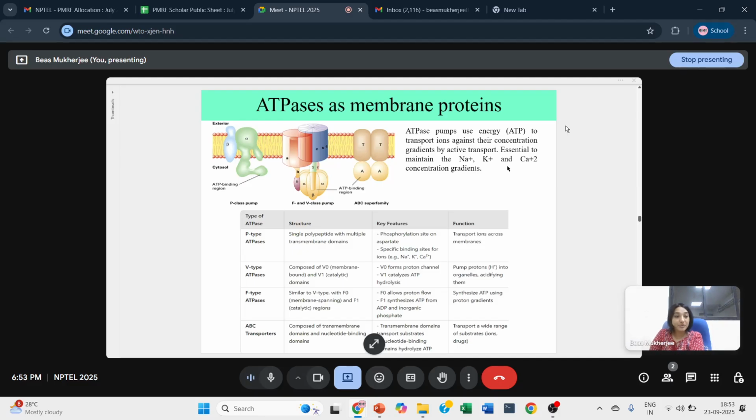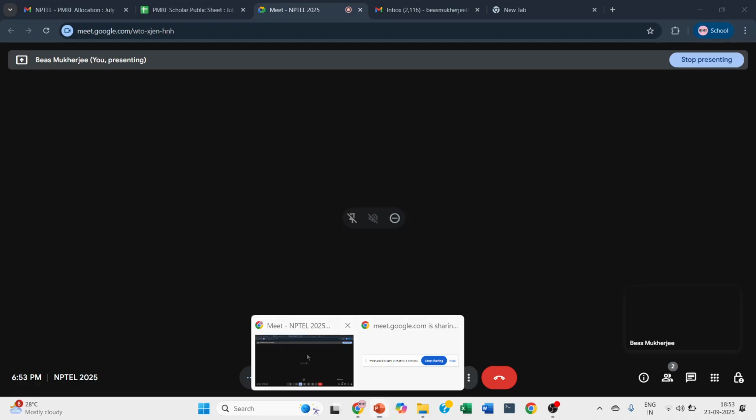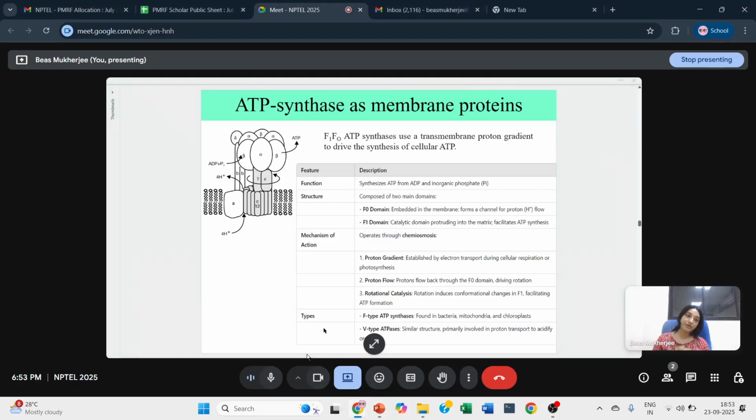The next one is ABC transporters. What are these? They are composed of membrane domains and nucleotide binding domains. The transmembrane domains transport the substrates and the nucleotide binding domains are for hydrolysis of ATP. They transport a wide range of substrates, for example, ions and drugs. The mechanism of action is given here for your reference.